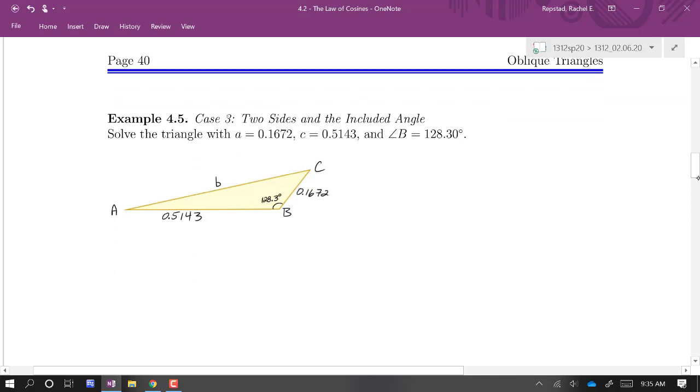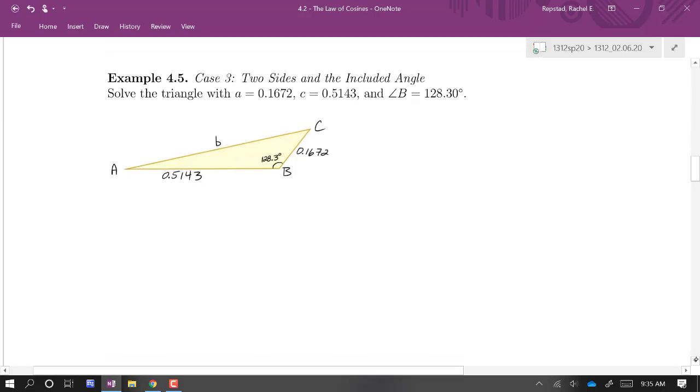We're going to do some examples. So here we have two sides and the included angle, and we just want to solve this triangle. So we want to find side B, angle A, and angle C. If we start by finding side B, and we can do that.